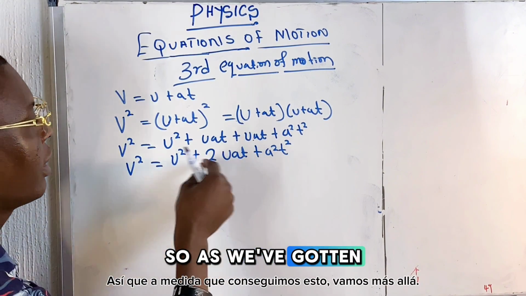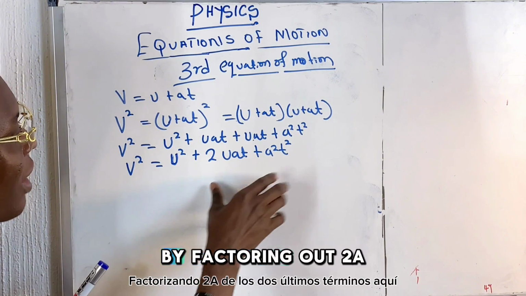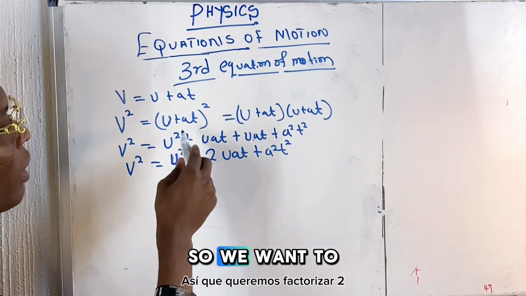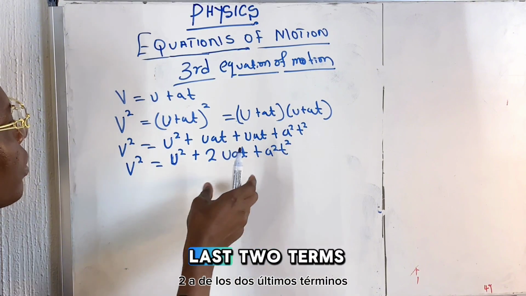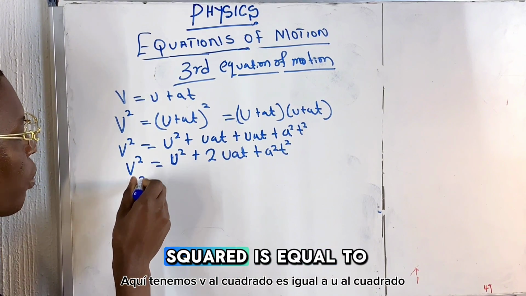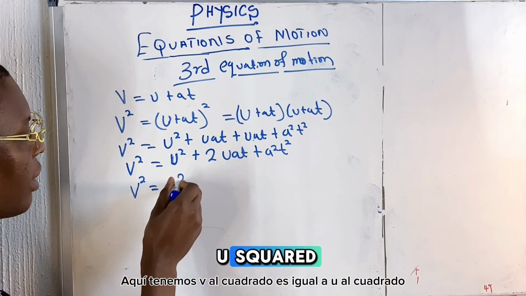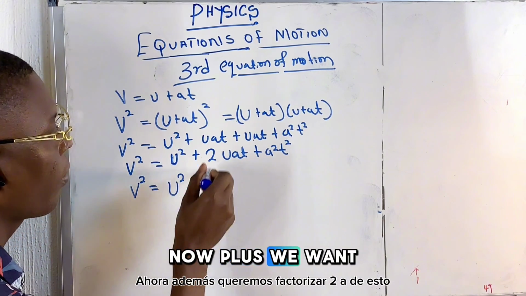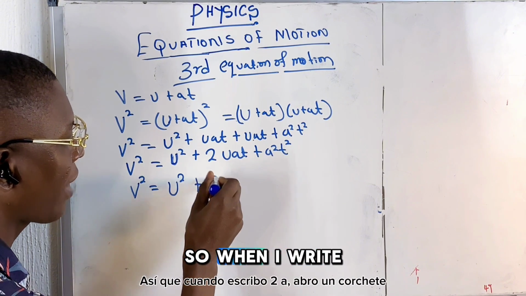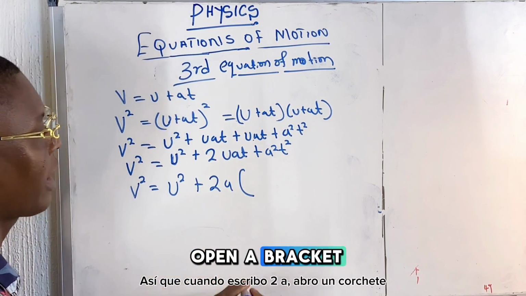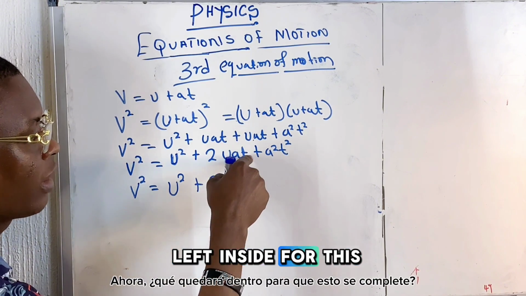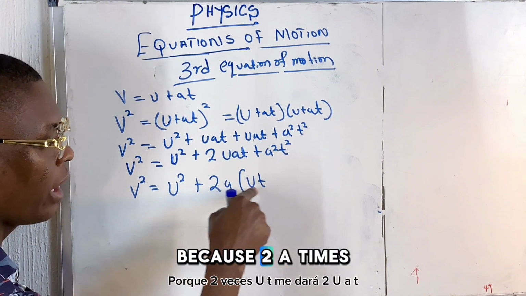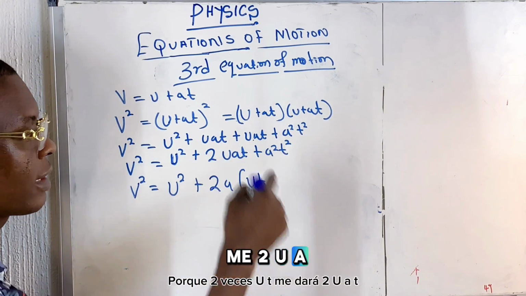So as we have gotten this, we go further by factoring out 2A from the last two terms here. We have V squared is equal to U squared, now plus, we want to factor out 2A from this. So when I write 2A out, I open a bracket. Now what will be left inside for this to complete UAT? So I will be left with UT here, right? Because 2A times UT will give me 2UAT.